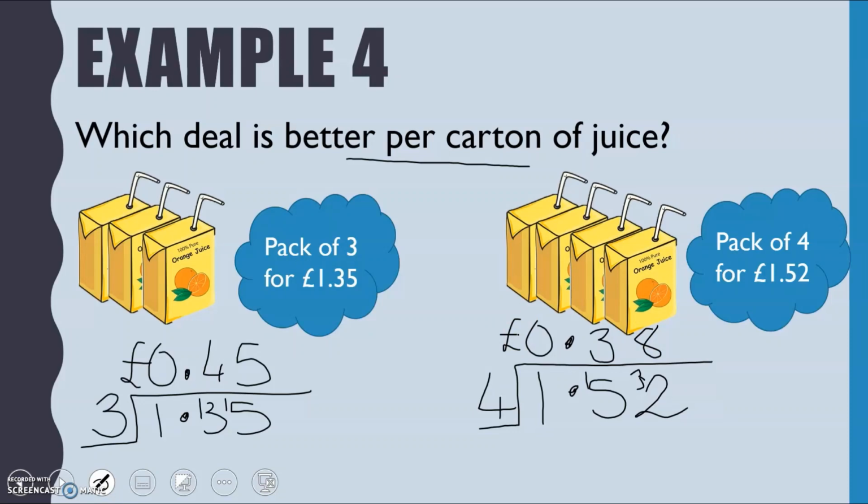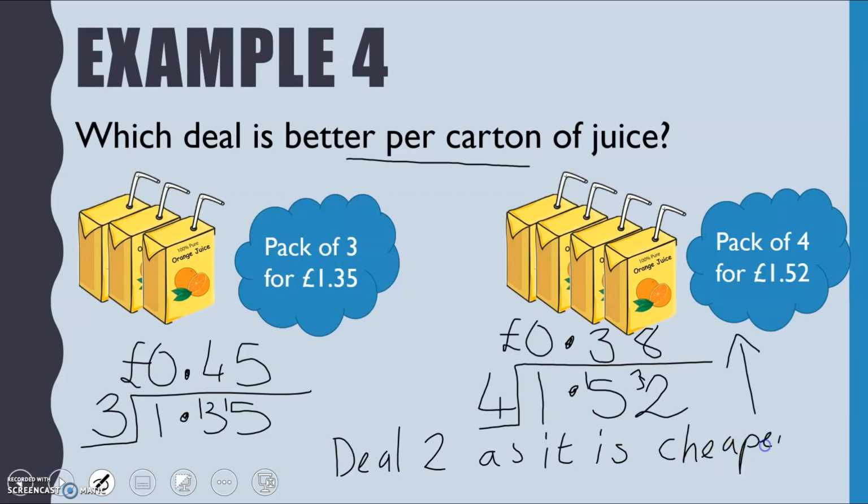So looking at these two numbers, I would say that this deal is better because 38p is cheaper than 45p per carton. So I would always finish off by saying a sentence like that. So deal 2, as it is cheaper per carton.